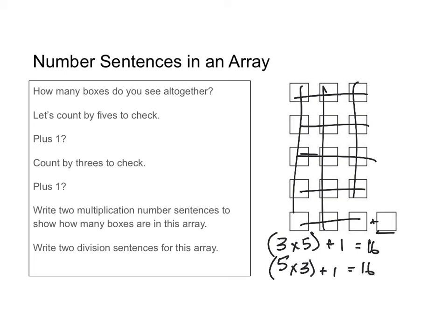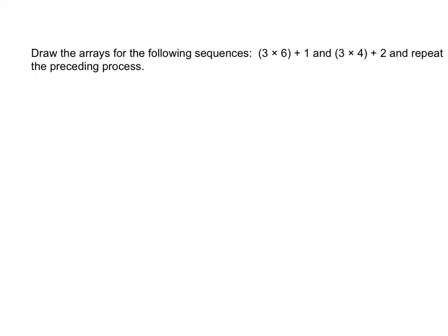So our division sentences are going to look a little bit different, but it's okay. So we're going to say 16 divided by 5. Well, what does that equal? It equals 3 with a remainder of 1. And then we'll do 16 divided by 3. And that is 5, again with a remainder of 1. So look at that for a minute. Make sure you're familiar and understand what's happening there. And let's go on to this last page here.